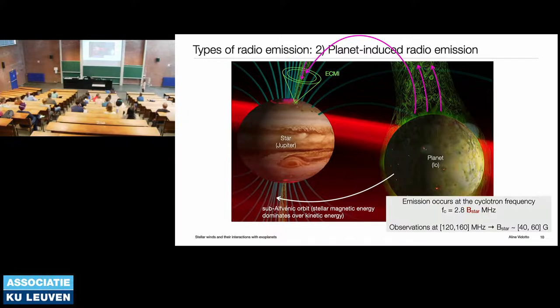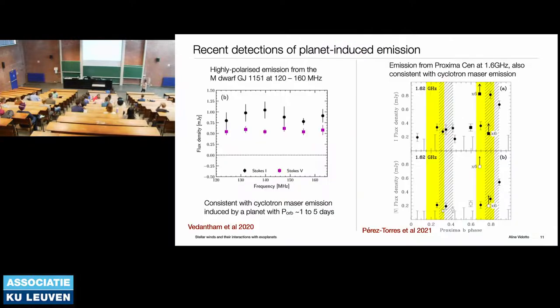And again, this is a cyclotron process. Now, the same formula I used before, where the cyclotron frequency depends on the magnetic field, holds here. But before, we had the magnetic field of the planet, and now we have the magnetic field of the star. So again, if you observe this emission at a certain frequency, you can recover the stellar magnetic field, or the other way around. If you have the magnetic field of the star, you can then infer where this emission is going to fall. And we have some recent detections of what we believe could be planet-induced emission.